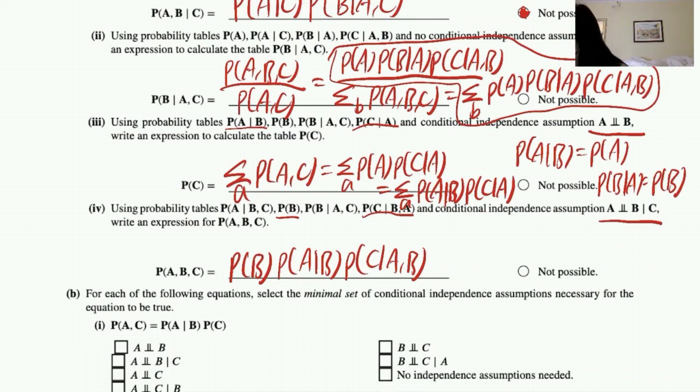However, the problem description only gives the probability of A given BC, but not the probability of A given B. From the conditional independence, we can only know that probability of A given BC is the same as probability of A given C, but we have no knowledge of probability of A given B. So the answer for part IV is still not possible.